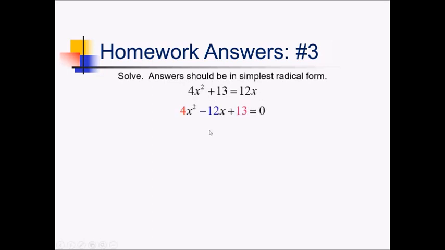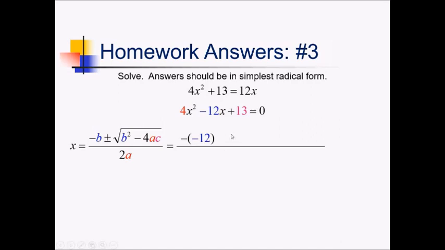And now that I've got this in standard form, let me write out the quadratic formula. That's negative b plus or minus square root of b squared minus 4ac all over 2a. Plug in some things in now. We've got negative b, b value of negative 12, so negative 12 out there. And then that's plus or minus square root of negative 12 squared minus 4 times the a value 4 times the c value 13, all divided by 2 times that a value of 4.